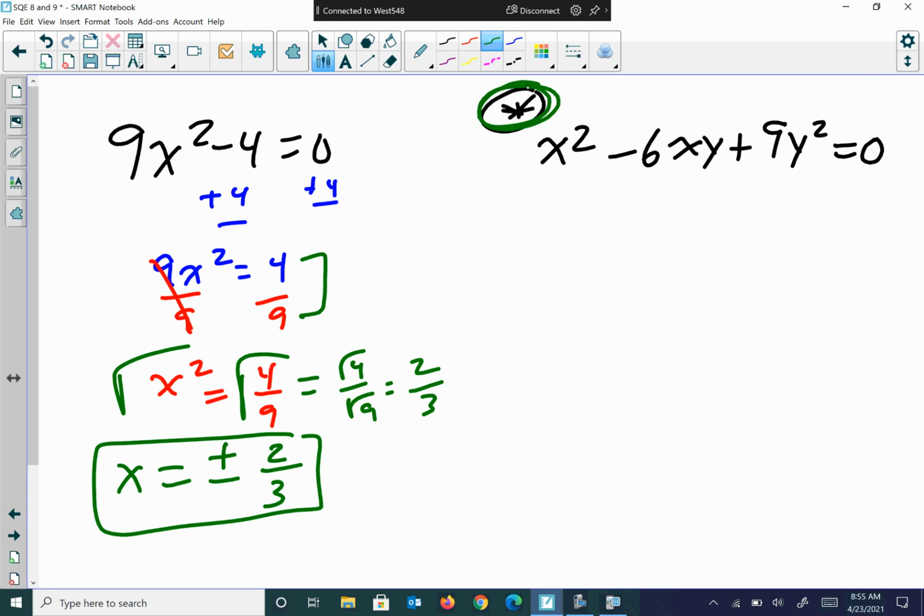All right, so I have this, I kind of put an asterisk here for a reason. Notice I have x and y in there. Agree? Okay. So what I'm going to do is I'm going to rewrite this without having a y in there.